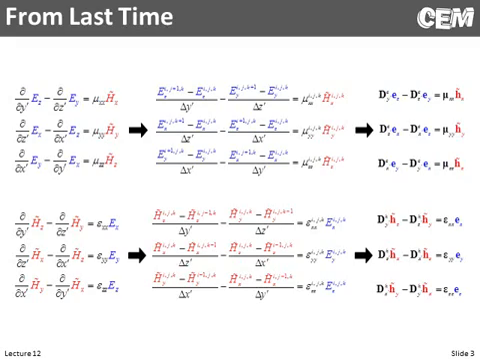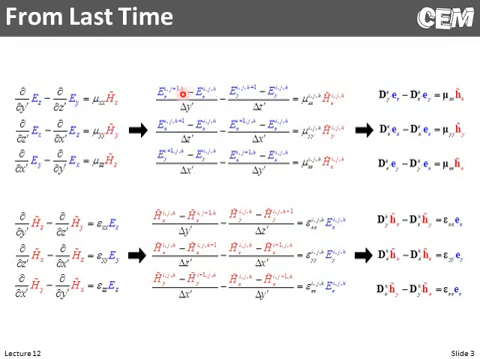So remember what we did last time. We started with Maxwell's equations, we approximated all of the derivatives with finite differences, and we put the fields on something called a Yee grid, which staggered their position. That let us write this center set of very easy finite difference equations.